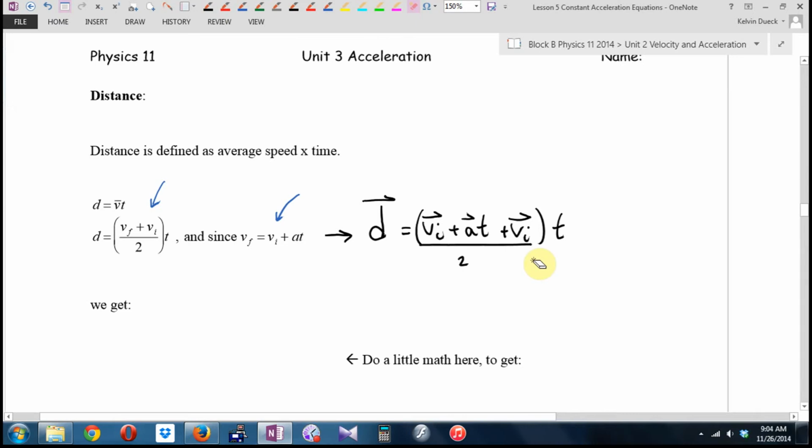Are those like terms? We can gather like terms. What's 1VI plus 1VI? What's 1x plus 1x? 2x? So I can actually write this as 2 VI's and an AT, all over 2, and a little T tucked there.